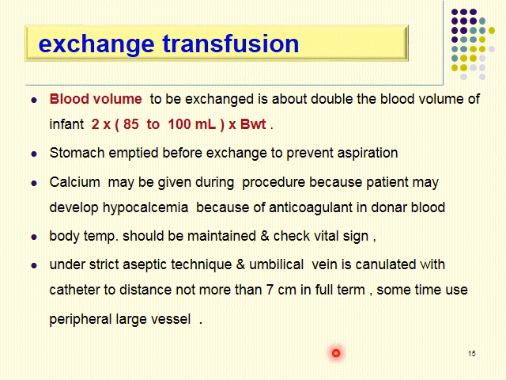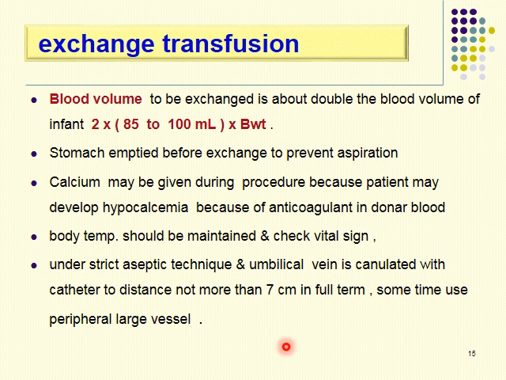Blood volume to be exchanged is about double the blood volume of the infant, so it is 2 multiplied by 85 to 100 ml multiplied by body weight. Stomach emptied before exchange to prevent aspiration. Calcium may be given during the procedure because the patient may develop hypocalcemia because of anticoagulant in donor blood. Body temperature should be maintained and check vital signs.